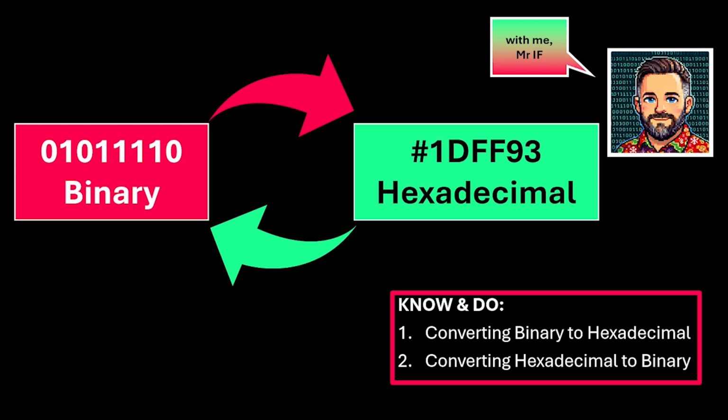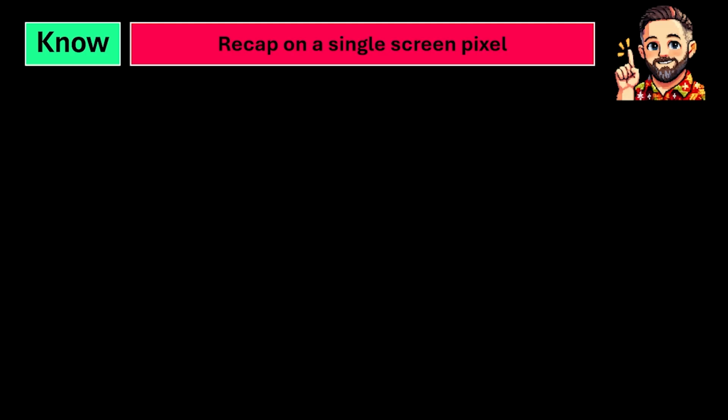Hello, and in this video we're going to look at converting binary into hexadecimal and then hexadecimal back into binary. We're first going to do a quick recap on how we produce the colour of a single screen pixel, and we're going to start by looking at white.